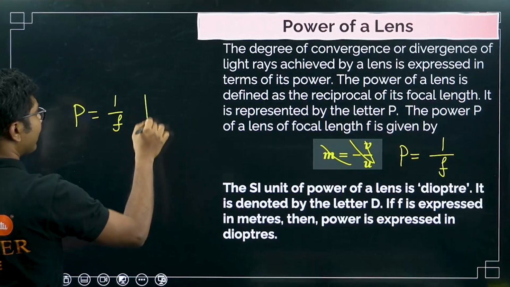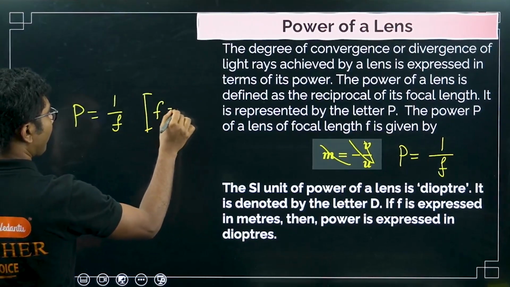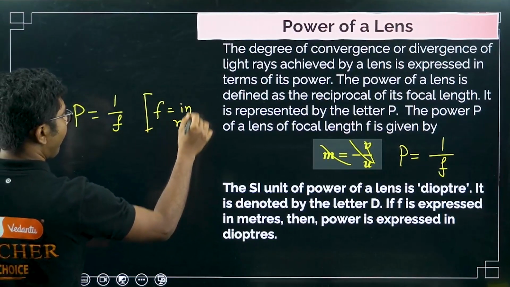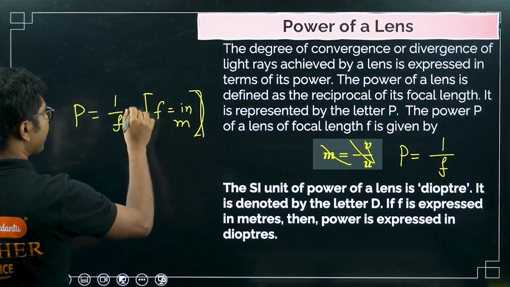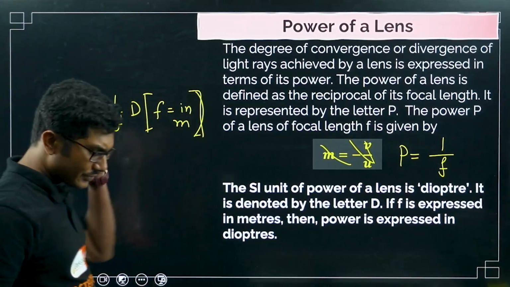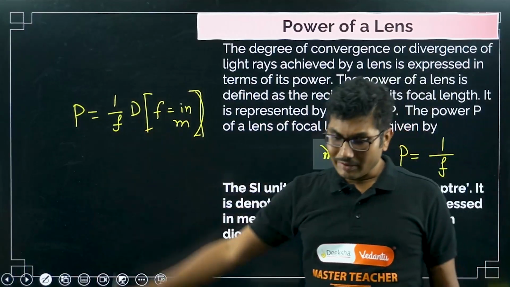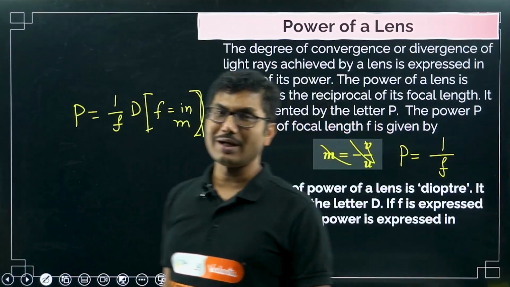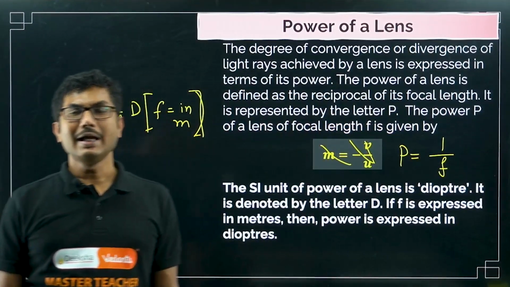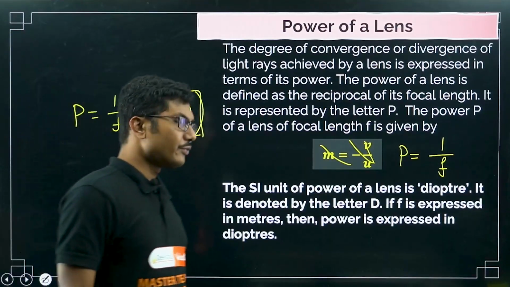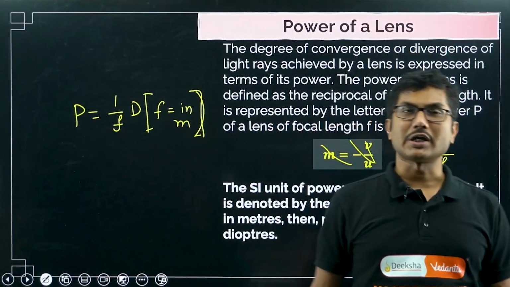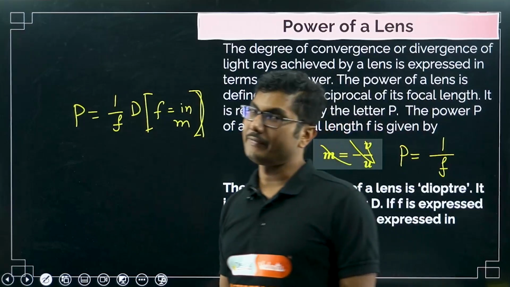So f must be in meters, especially when you are representing the power using the unit diopter. In our day-to-day life, whenever you see a focal length, it is denoted in centimeters. So if you want to find the power, you have to first convert it into meters by dividing it by 100.